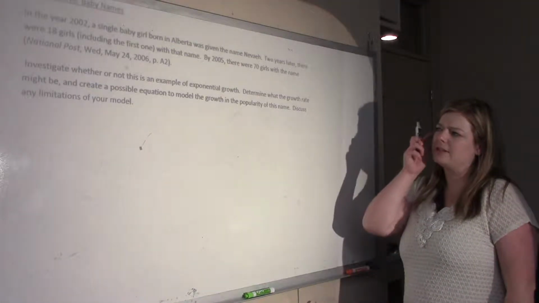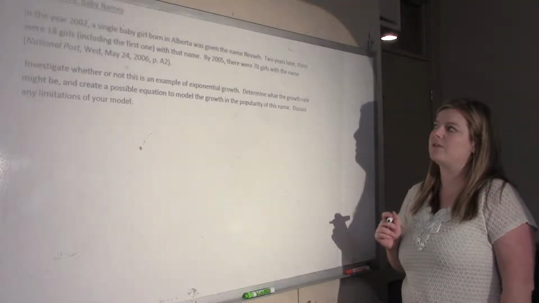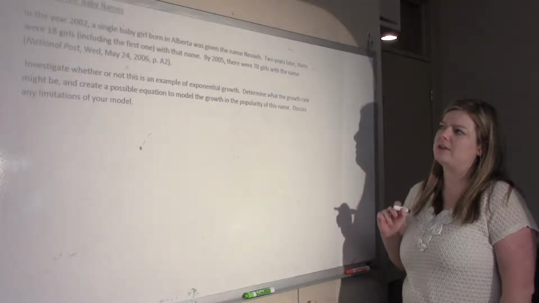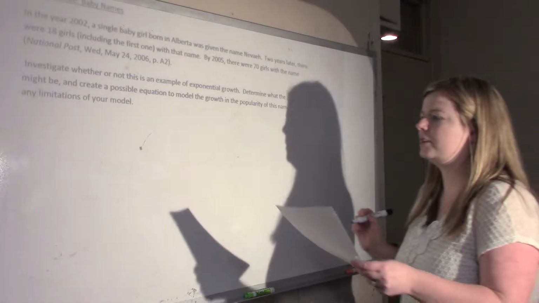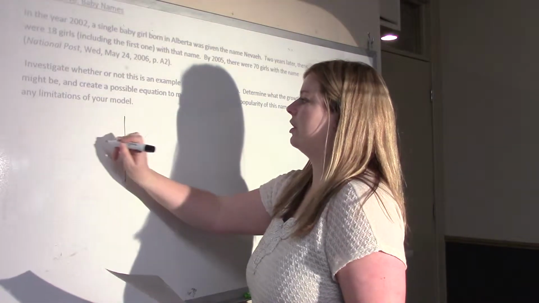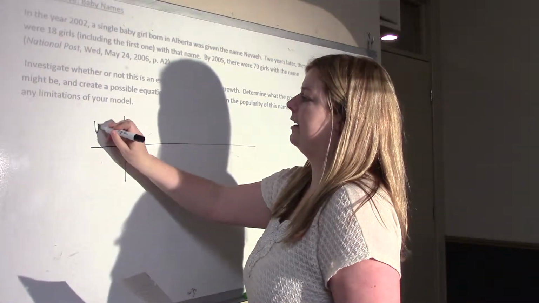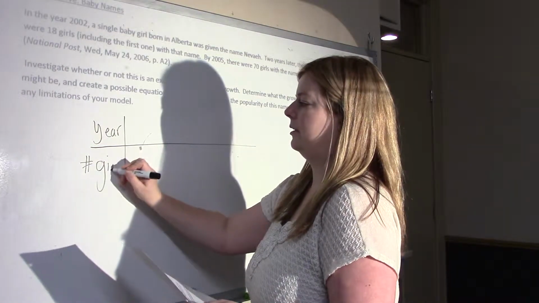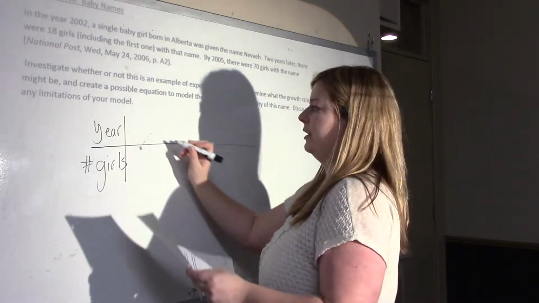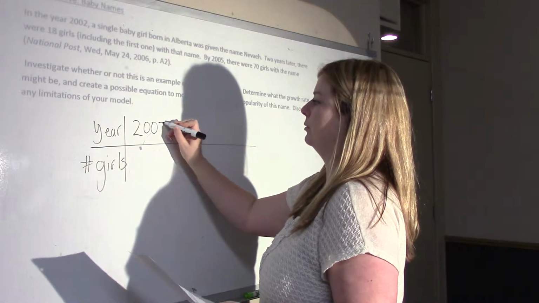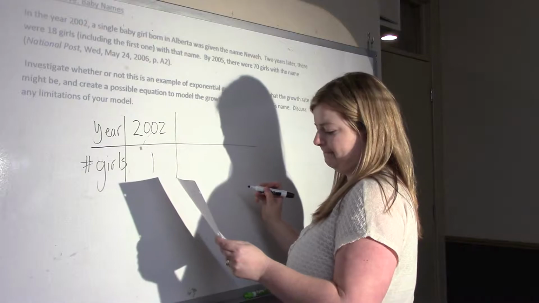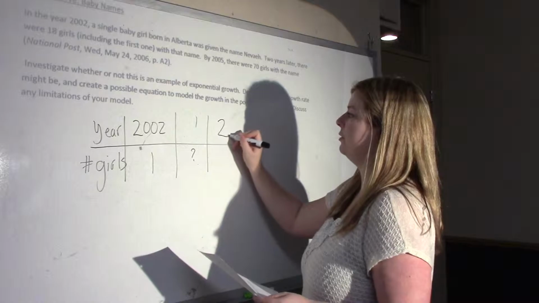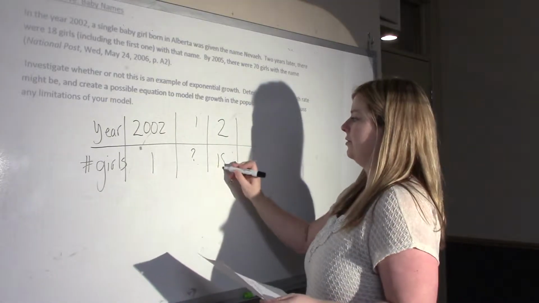So, in the year 2002, a single girl was born with the name Nevaeh. Pretty name, right? 2 years later, there were 18 girls, including the first one with that name. So, let's make a little chart here. Year and number of girls with that name. Okay, so we have 2002. There's one girl with that name. Then after 1 year, we don't know, it doesn't tell us. After 2 years, there are 18 girls with that name.